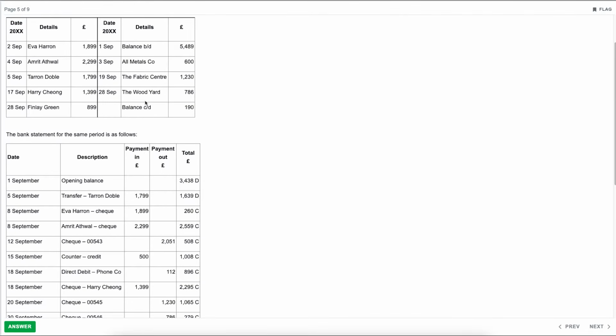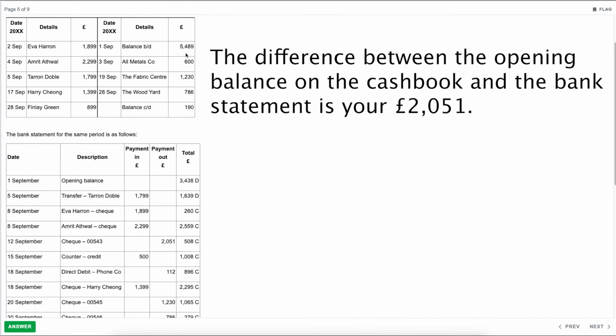which we don't have on there, but we do have a difference between the, just looking at these figures, we do have a difference between our opening balances on both. So what's the difference between those two? Let's just calculate that just in case that is our 2051. So we've got an opening balance 489 on our cash book. We've got an opening balance of 3438 on our bank statement, which has a difference of 2051. So that will relate to that check.